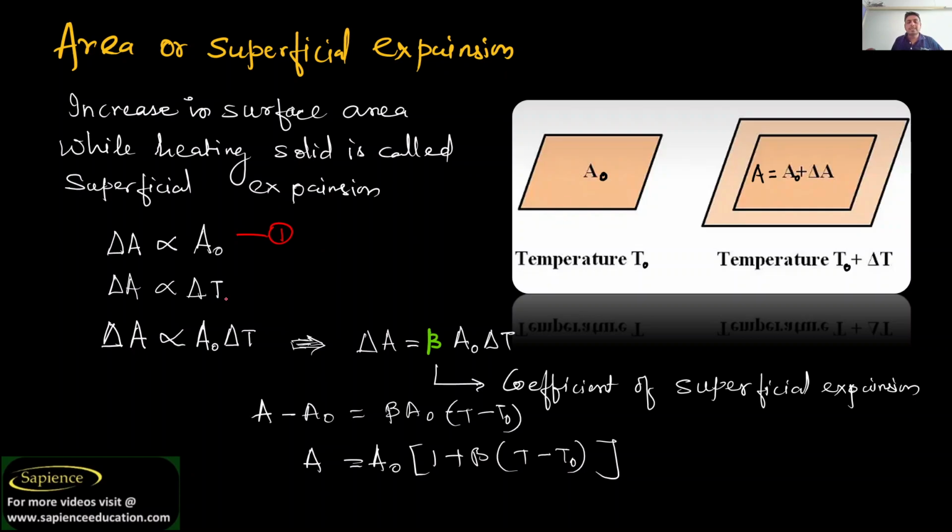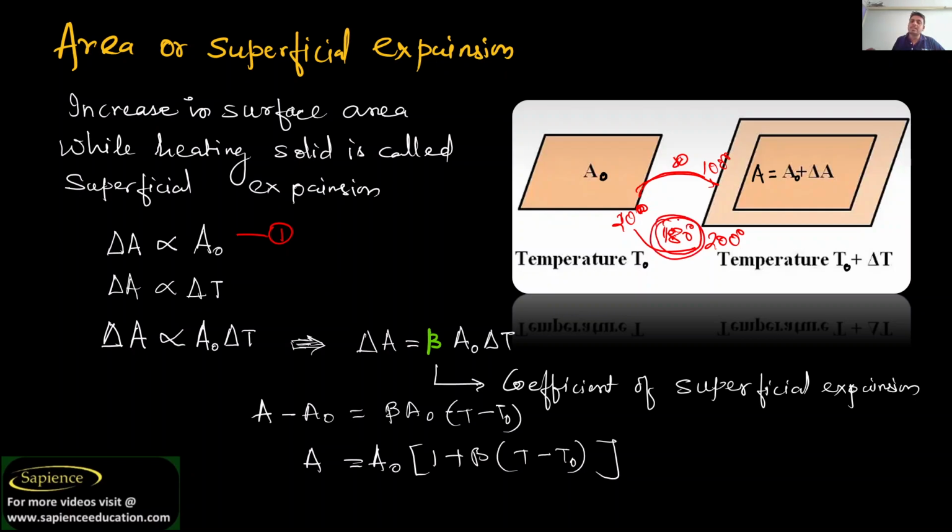Now change in temperature. The more you change the temperature, suppose it was 20 degrees Celsius earlier. Now you have increased from 20 degrees to 100 degrees Celsius. In the second case you have increased from 20 degrees to 200 degrees Celsius. So here you are changing only 80 degrees Celsius and there you are increasing 180 degrees Celsius, so the more expansion will be there.